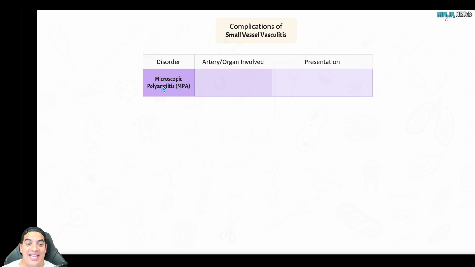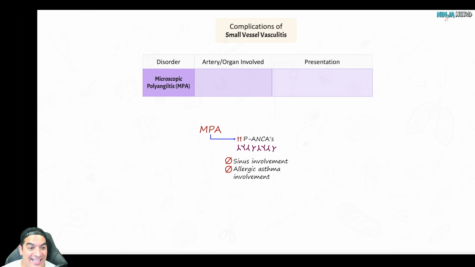Okay, now we move on to MPA. Now MPA is even easier. You want to know why? Because if we look here, guess what? This one has elevated P ANCAs, similar to EGPA. Okay, cool. Well, what helps to differentiate it from EGPA and GPA? Well, no sinus involvement. Oh, that's GPA, the only one with the sinus involvement, the upper respiratory tract involvement. Okay. There's no allergic asthma involvement or eosinophilia or elevated IgE antibodies. Okay, it's unlikely EGPA. And there's no granulomas if you took a biopsy, which we'll talk about later.